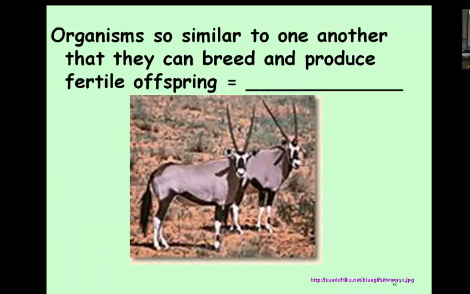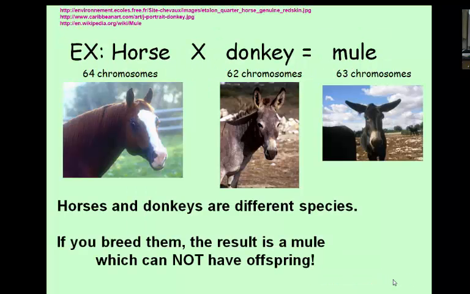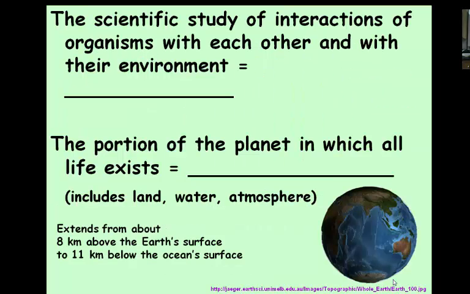Organisms so similar to one another that they can breed and produce fertile, or viable, offspring, we call those species. We've already heard this term, but now we're going to start talking about how species interact with other species. Our example: a horse plus a donkey creates a mule. We consider them different species because the mule cannot produce viable offspring. So horse and donkey are different species.